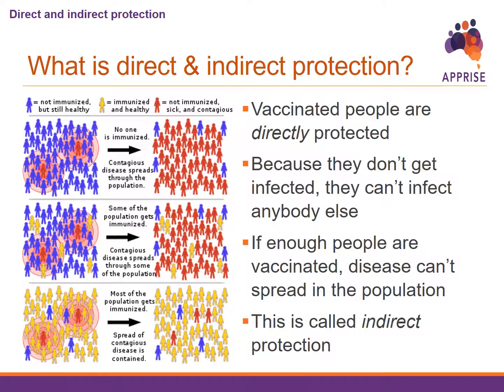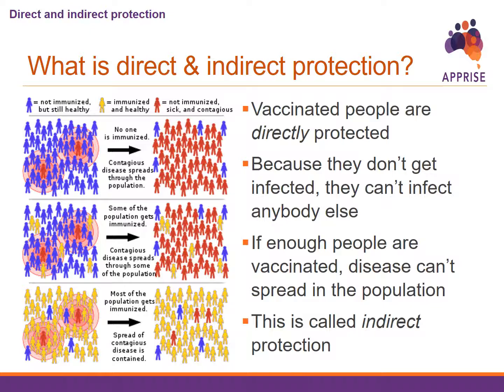Vaccines are different from other medications. If you receive a blood pressure medication, it will lower your blood pressure, but it won't have any effect on anybody else. If you receive a vaccine, it can prevent you from getting an infection, and as a consequence, you are then unable to infect other people, and that's an indirect benefit to the people around you.